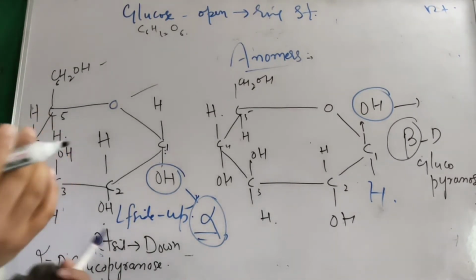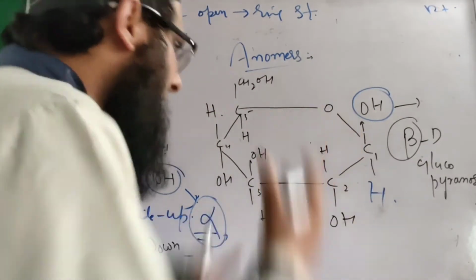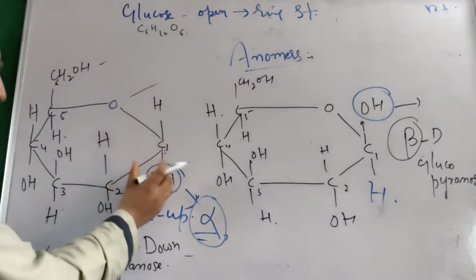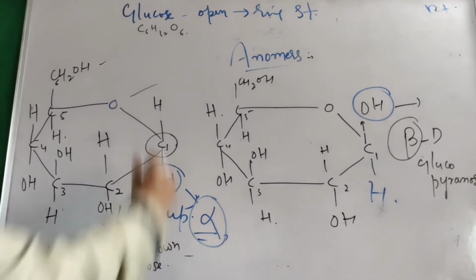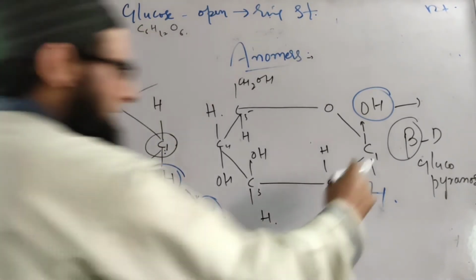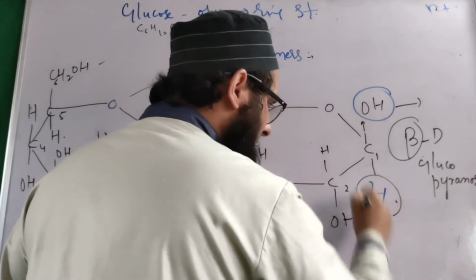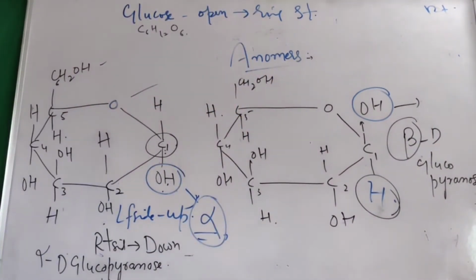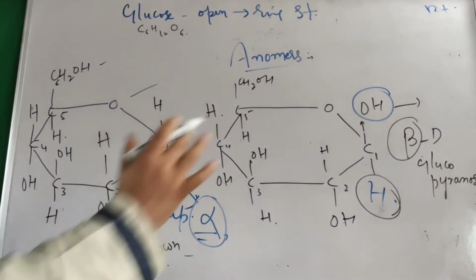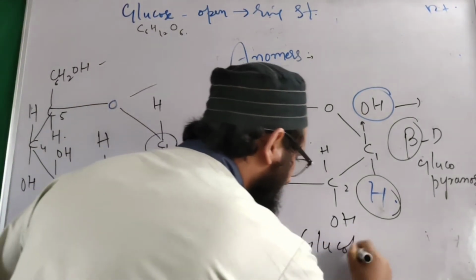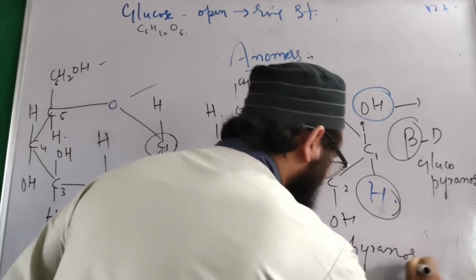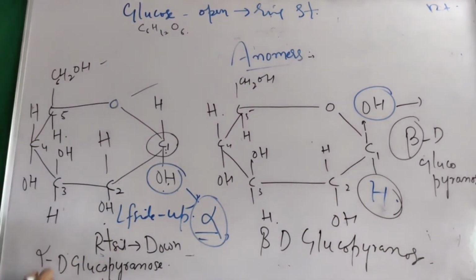So what's the difference over here? The difference is the arrangement of the atoms at carbon number 1. See carbon number 1 over here. It is OH downwards, H upwards, OH on the top, and H at the bottom. So this is the difference between the two. That's why we call this beta D glucopyranose, and this is called alpha D glucopyranose.